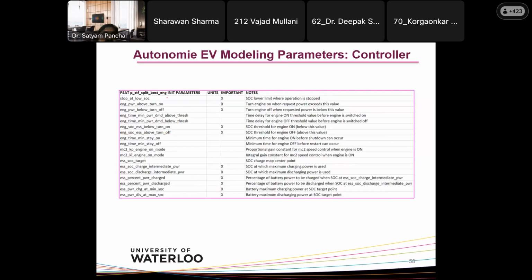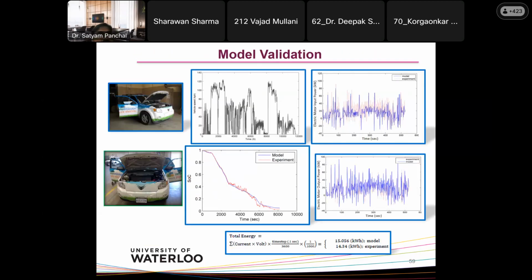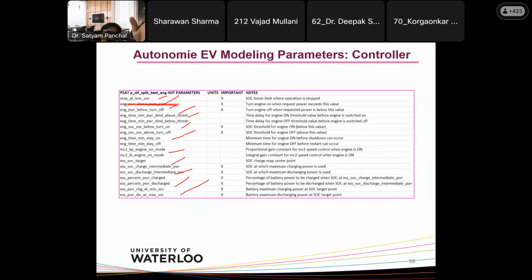And then the last part is about the controller. So the lower SOC, engine on, engine off, time delay for engine on and engine off, SOC threshold, minimum time, proportional gain, integral gain, SOC charge, SOC at max charging and discharging percentage, and battery max charging and discharging power at the SOC target point. So these are what you can see here, and I've even skipped a couple of parameters. We need almost 300 to 400 parameters when it comes to this electric vehicle modeling.